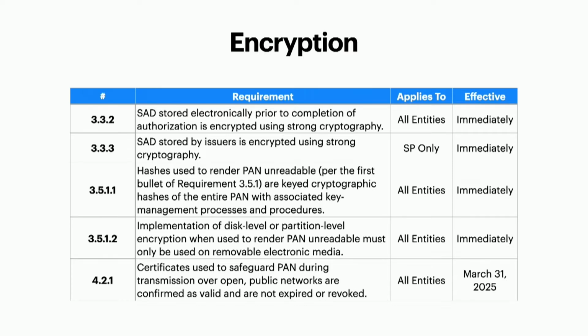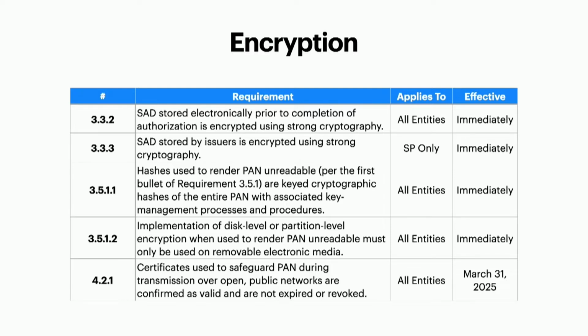Another big one: they specifically call out in 3.5.1.2 that you're not allowed to just rely on disk or partition level encryption as your encryption source unless it's a removable drive. So if it's a USB drive, backup tapes, something along those lines, you can rely on full disk encryption. But you're not allowed to just store your documents that contain cardholder data in an S3 encrypted bucket. That's not allowed. It has to be another layer of encryption on top of that, at the file level.